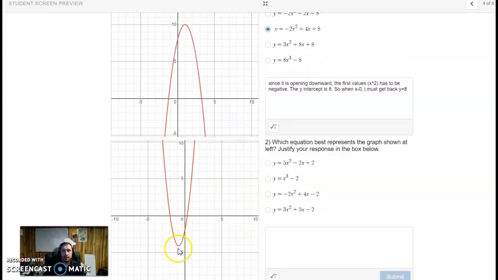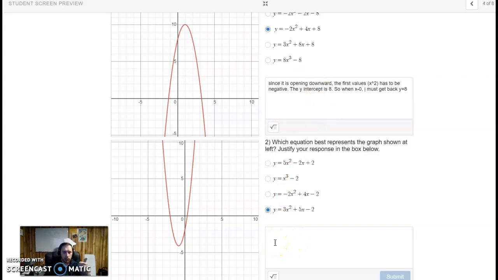All right, same thing here. It's opening up, so I need this first value to be positive. This one's x to the third, so that one's out right away. It's not a quadratic. This is negative, so that one's out. And then it's crossing right here at -2. So which one of these? Positive 2, positive 3, -2. So that's my correct answer for the same justification.